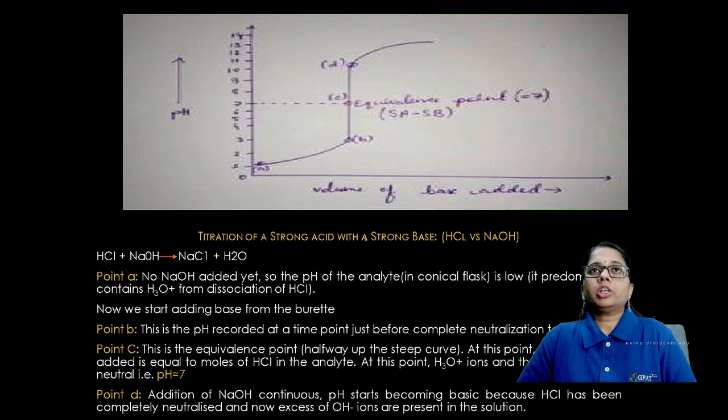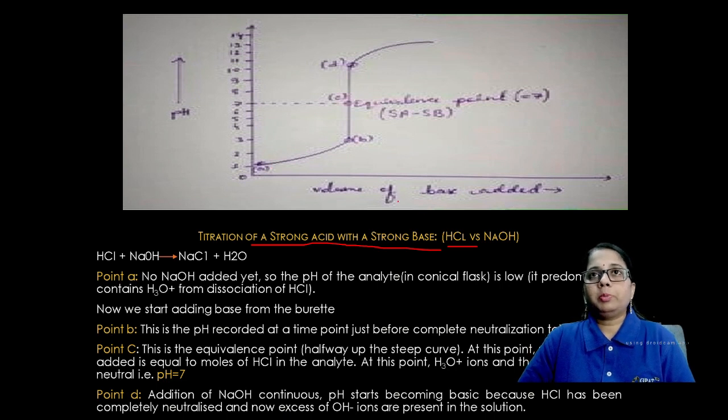So what are the different types of titrations? We can see titration of a strong acid with a strong base. Whenever we are going to titrate hydrochloric acid with NaOH, that means strong acid with strong base, how is the titration curve going to look? On the x-axis is the volume of the base, that means NaOH. On the y-axis is the pH, that means how the pH is going to increase.